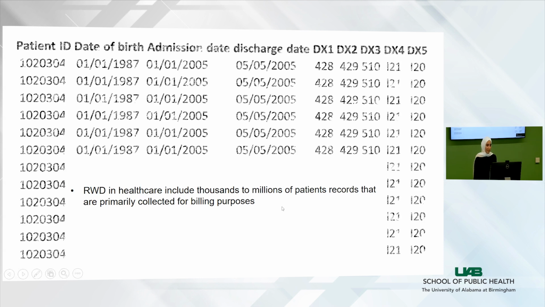So at the end, claims data include thousands to millions of patient records, but we have to remember that those are primarily collected for billing purposes, which is unlike a randomized clinical trial, where the investigators have control over the variables collected. In claims data, we have to use whatever is available there because the data were collected for purposes other than research.